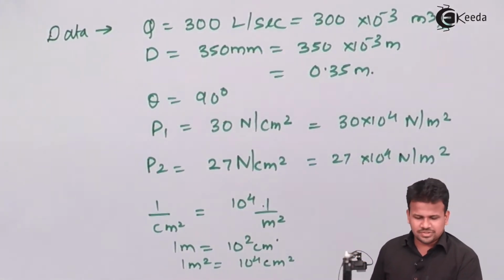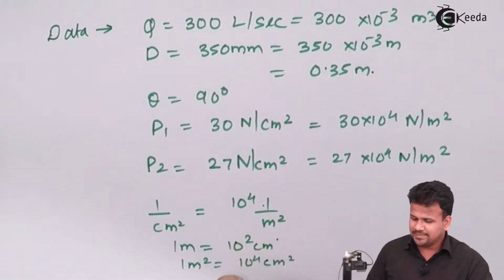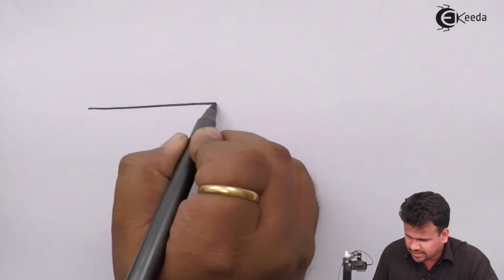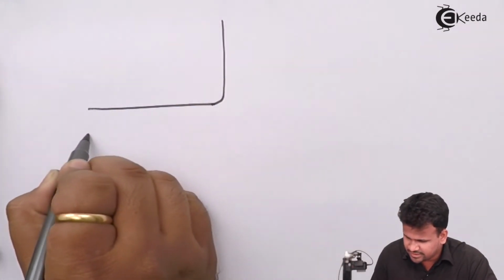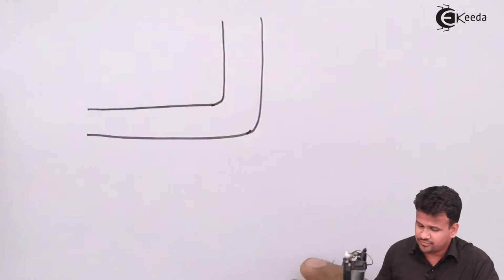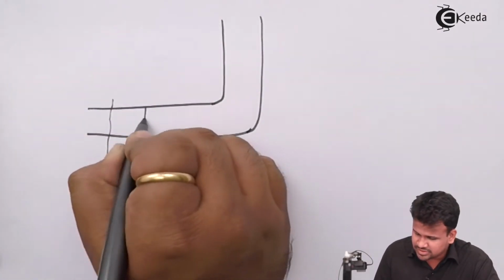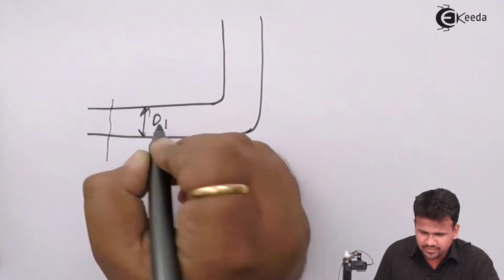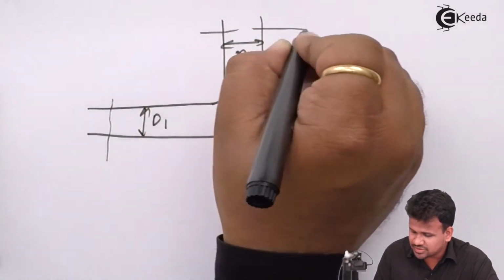Now let us draw the diagram for this entire part. So this is bent by an angle of 90 degrees. Now this will be an inlet and the outlet will be at an angle of 90 degrees. Now it has a uniform diameter, so over here there is no difference in diameters. So this diameter is D1, this diameter is D2, but actually both the values are same.